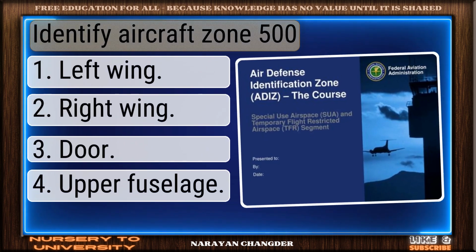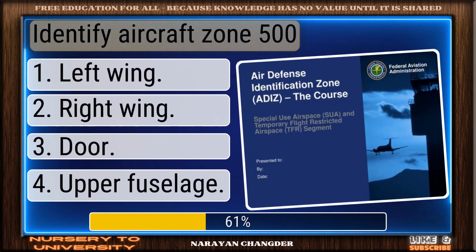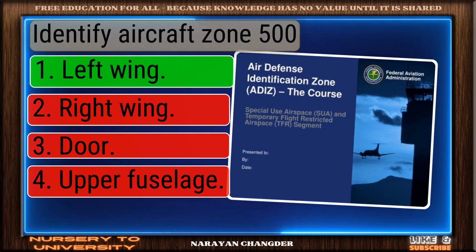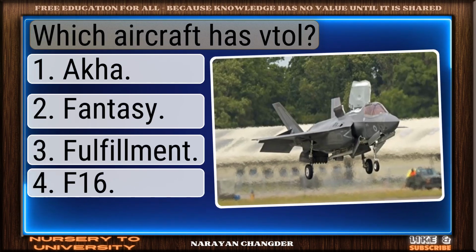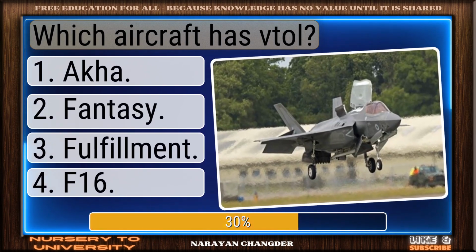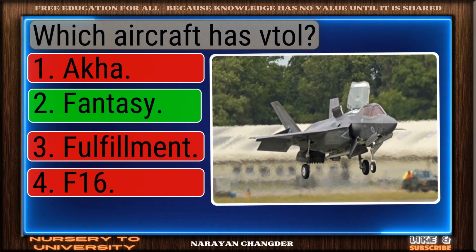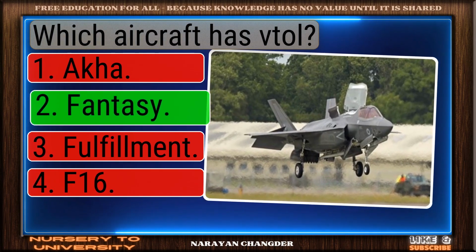Identify aircraft zone, Falcon. You're right. Left wing is the correct answer. Which aircraft has VTOL? Clear logic. Your choice is sound and 100% true.